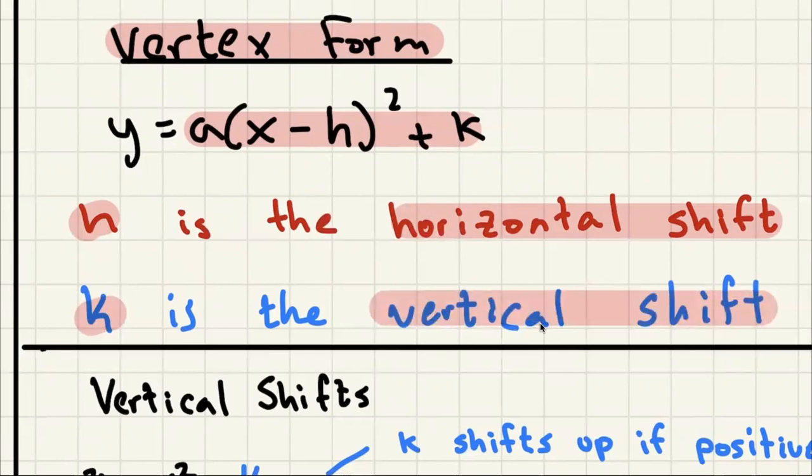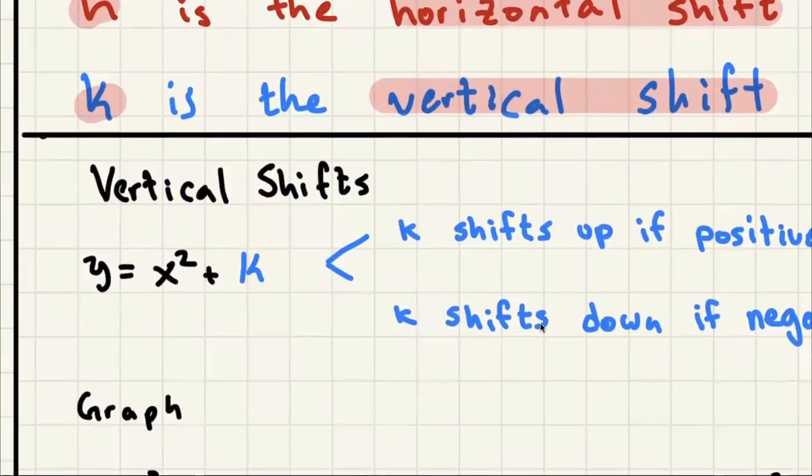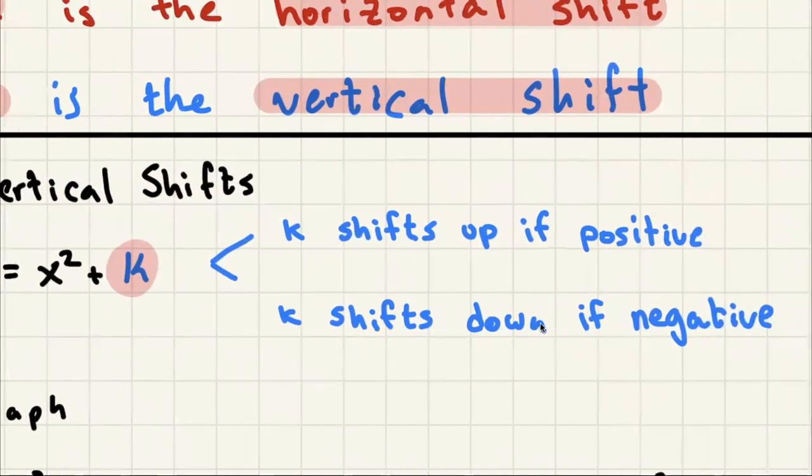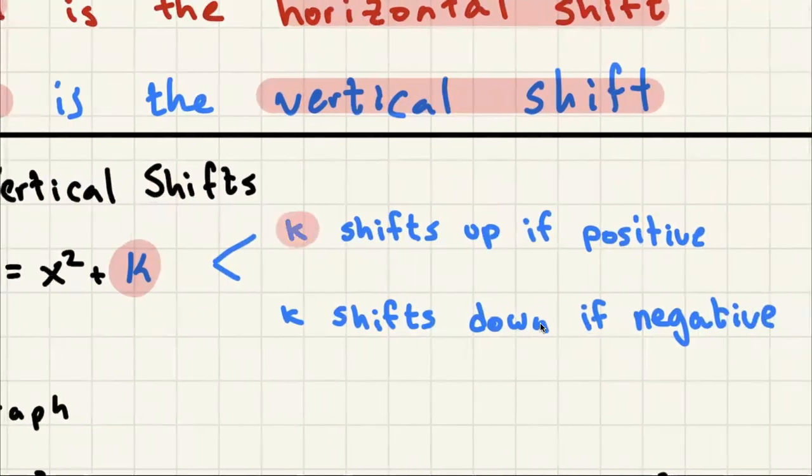All right, first we're going to go over vertical shifts. Vertical shifts are whenever we have a number outside of our x squared, right? So our k value. Okay, y equals x squared plus k. Because we have a plus, that means if k is positive, it's going to shift up. Right, k shifts up if it's positive, and k shifts down if negative. And when we're talking about shifting, we're talking about all our y values from our original graph.